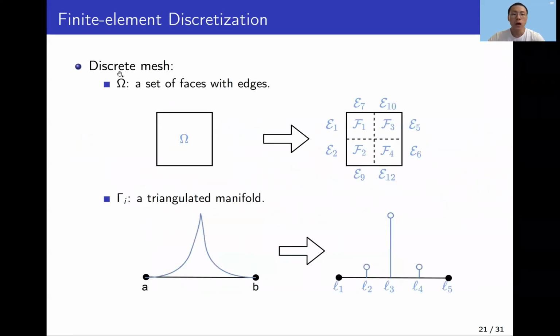So here I show how we use finite elements to discretize these two spaces. So omega here, we discretize it into a set of faces with edges. Note that these dashed lines are edges as well, even though we didn't write them out here. And for this gamma space, we follow the idea from product space. We discretize them into several labels here.